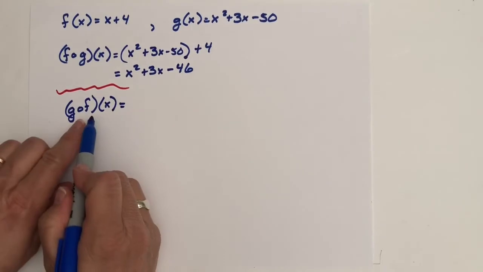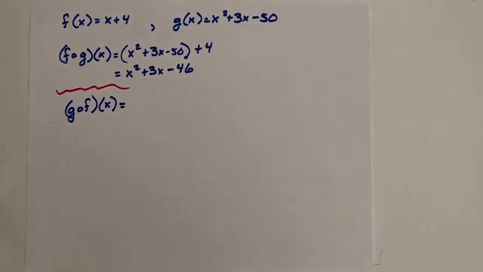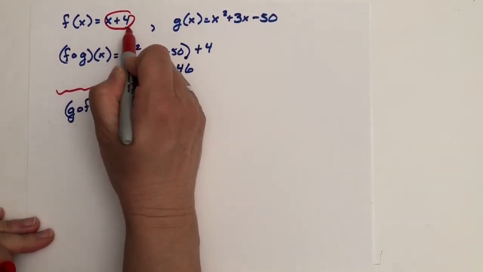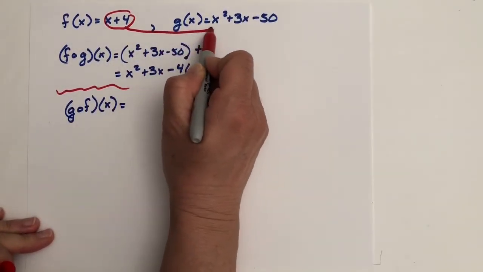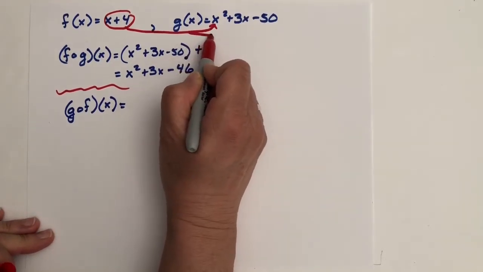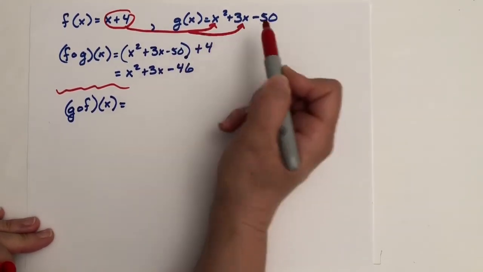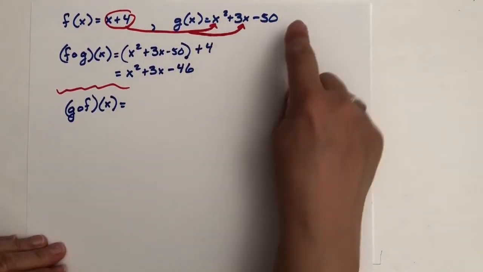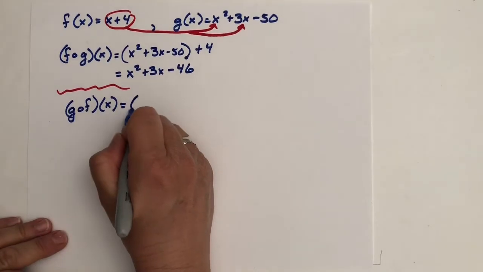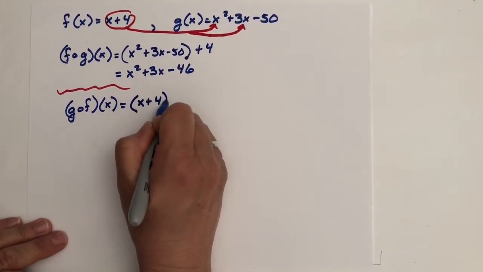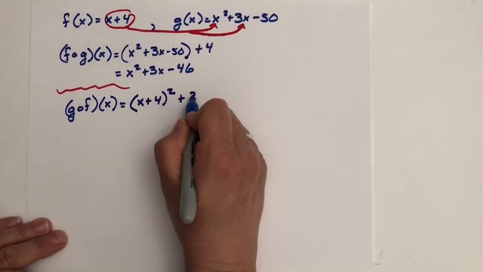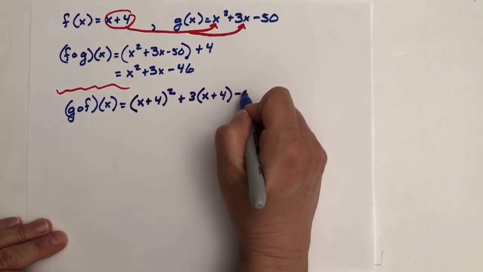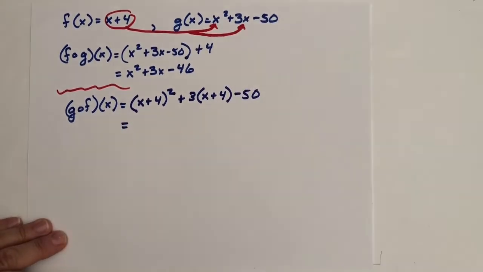This time f is the inner function. And here's what I wanted you to notice, that there are 2 places where we'll have to substitute in the f function, because there are 2 places where we have an x in the g function. x plus 4 is being substituted in everywhere you see an x. So I have (x plus 4) squared plus 3 times another (x plus 4), and then minus 50. And then we can do our simplifying.